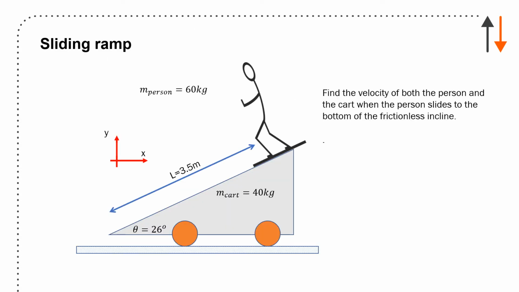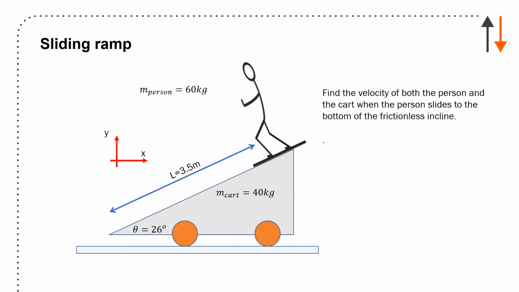So let's try a little bit more complex problem. Here's a problem where I have a person who is sliding down a ramp. The ramp happens to be on wheels. The person has a mass of 60 kilos. The cart has a mass of 40 kilos, and its angle is 26 degrees. The length that the person slides down this ramp is given as 3.5 meters.